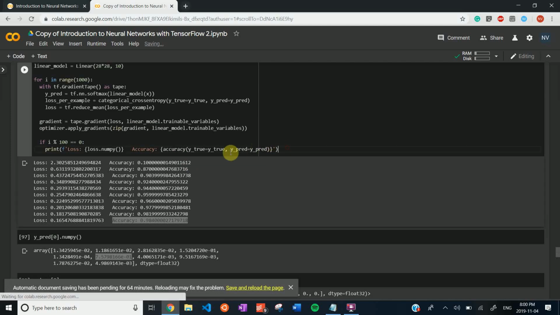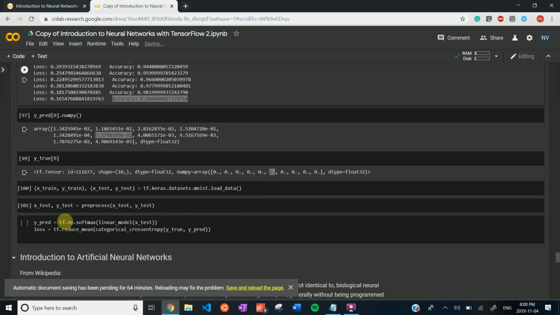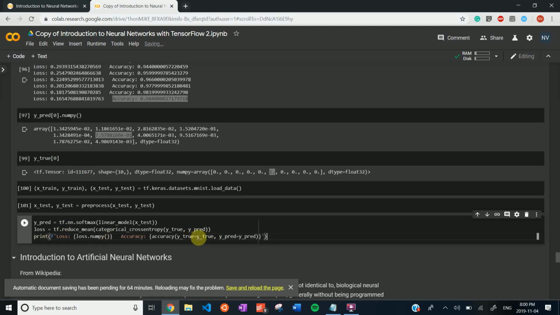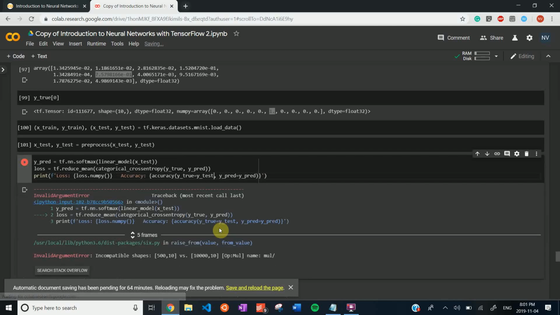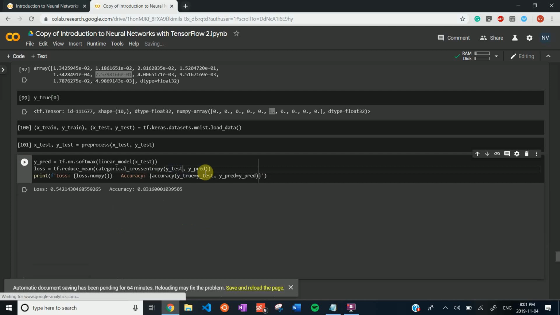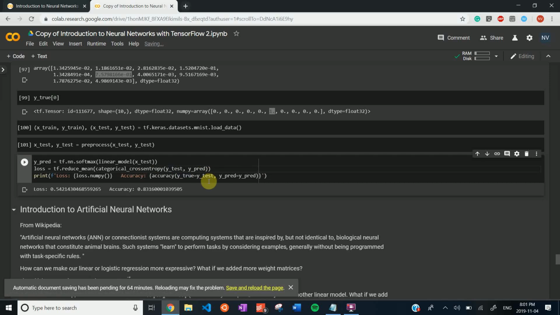And then I'm just going to steal this here and see how that is. This is going to be y test instead. Test. So yeah, again, clearly this model is not doing so well on the test set, right? It got like 98% on the training set, but only 83% on the test set. This is still not bad, but it's not great.